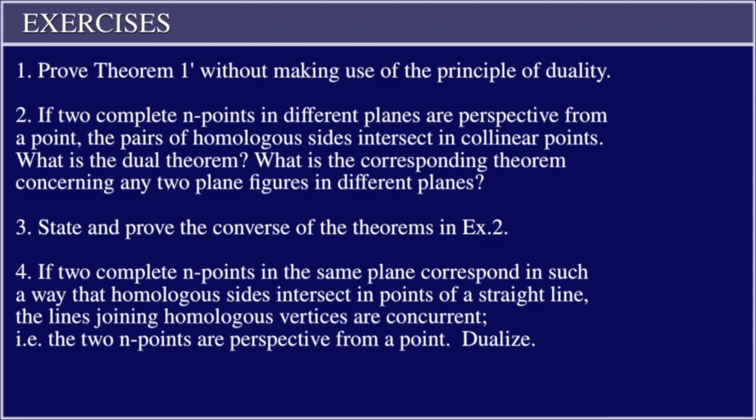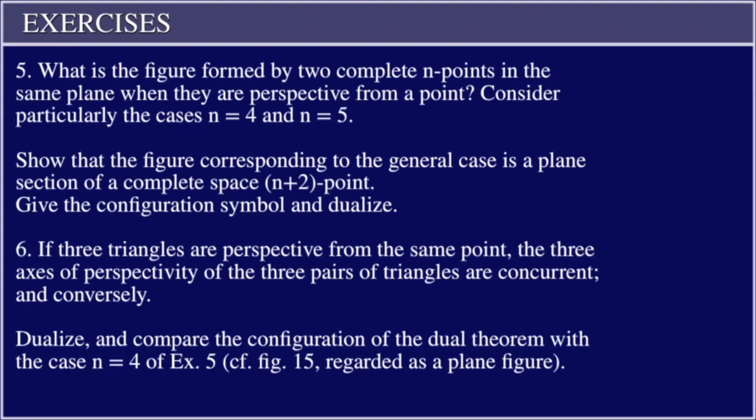4. If two complete n-points in the same plane correspond in such a way that homologous sides intersect in points of a straight line, the lines joining homologous vertices are concurrent, i.e., the two n-points are perspective from a point. Dualize. 5. What is the figure formed by two complete n-points in the same plane when they are perspective from a point? Consider particularly the cases n equal 4 and n equal 5. Show that the figure corresponding to the general case is a plane section of a complete space n plus 2 point. Give the configuration symbol and dualize.